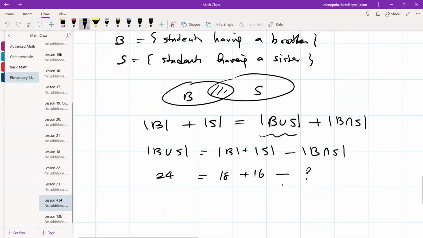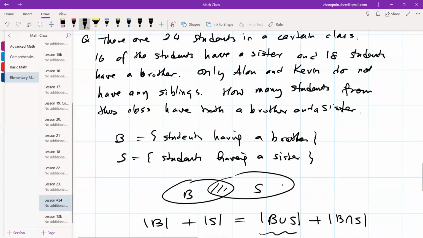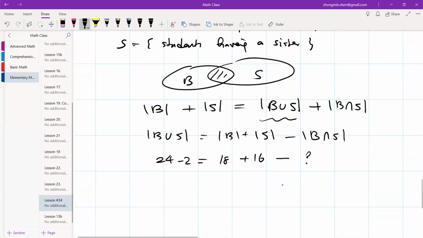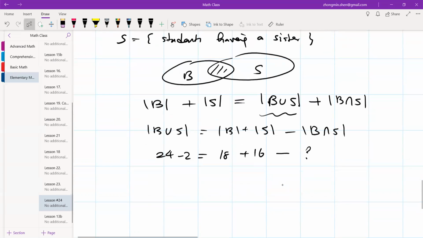Okay, so let's figure it out. It's not 24; 24 students have to minus 2. So you subtract the 2 here. That's the total, since we only consider students who have either a brother or a sister. So 22, and this side is going to be 34. So you have to minus what number? You have to minus 12. So the answer is 12.